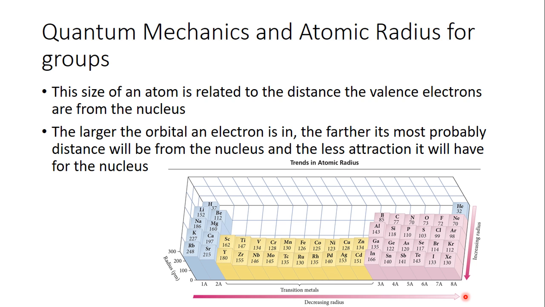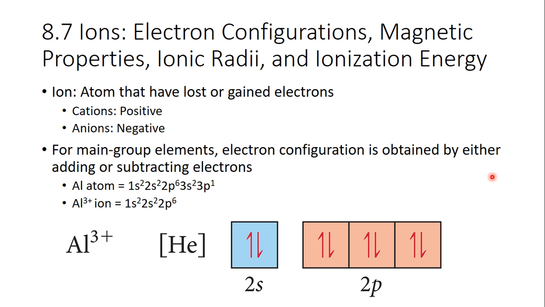As we move down the periodic table, we add more orbitals, making our atom bigger. As we go from left to right, we're adding more electrons in the same shell, and we are increasing our nucleus charge. Therefore, our electrons are being held tighter, which decreases the radius. So from left to right, radius decreases. From top to bottom, radius increases.